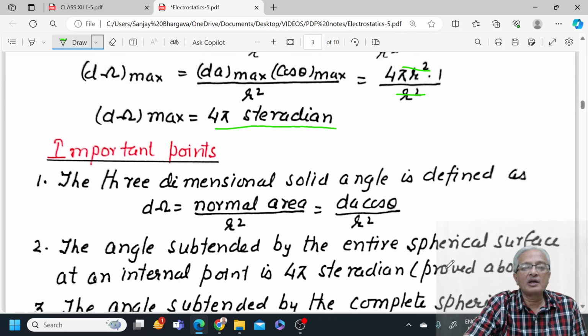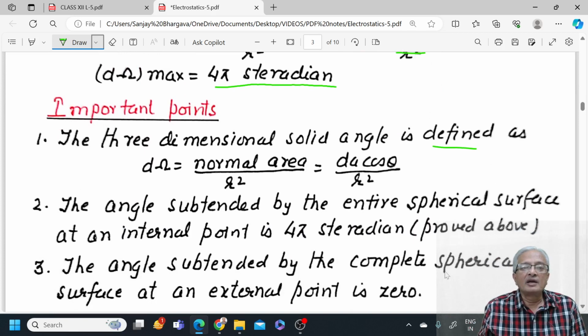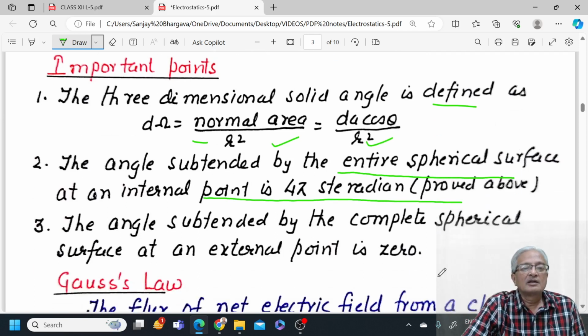What are the important conclusions that we have drawn? The three-dimensional solid angle is defined as d omega equals normal area upon r square, which is equal to dA cos theta upon r square. The angle subtended by the entire spherical surface at an internal point is 4 pi steradian, already proved by us. The angle subtended by the complete spherical surface at an external point would be 0.